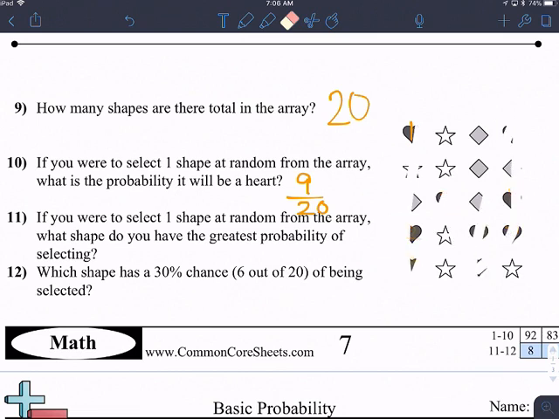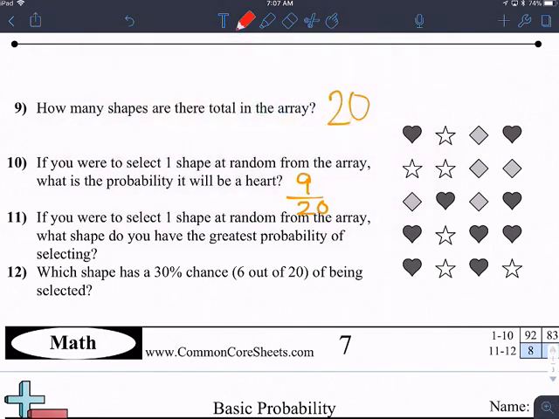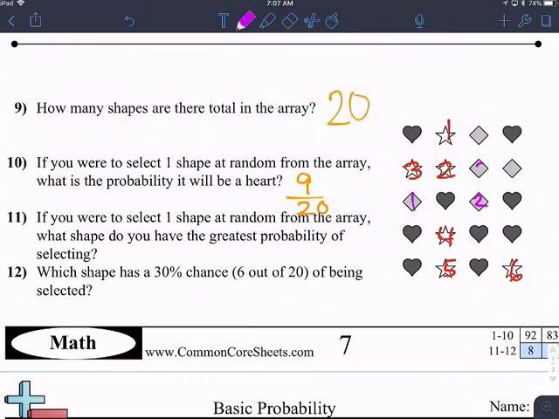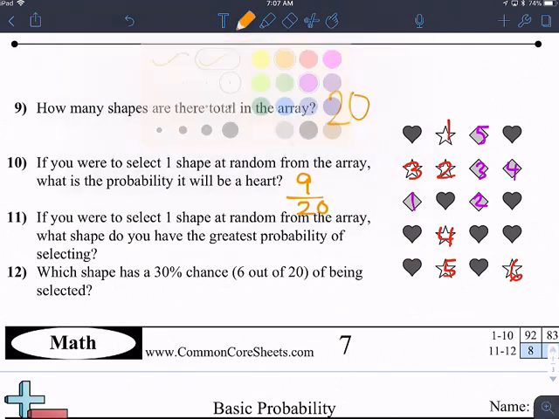Question 11, if you were to select one shape at random from the array, what shape do you have the greatest probability of selecting? Well, I already know that there are 9 hearts, so I'm going to look at stars. I have 1, 2, 3, 4, 5, 6 stars. And I have 1, 2, 3, 4, 5 diamonds. So my biggest probability is the heart, because there are 9.